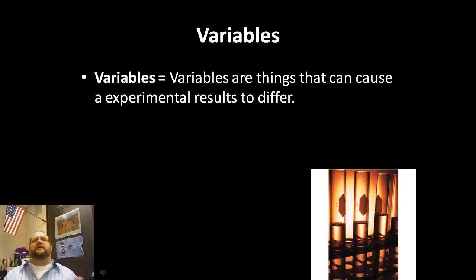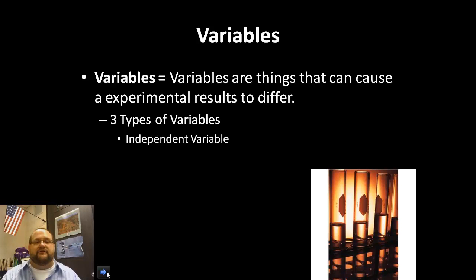So let's talk a little bit first about variables and what variables are and how they work. A variable is something that can cause an experiment or the results of that experiment to change or to be different. So variables are things in an experiment that can change. Okay? There are a bunch of different types of variables. There are 3 of them. There are what we call the independent variable, the dependent variable, and then controlled variables.